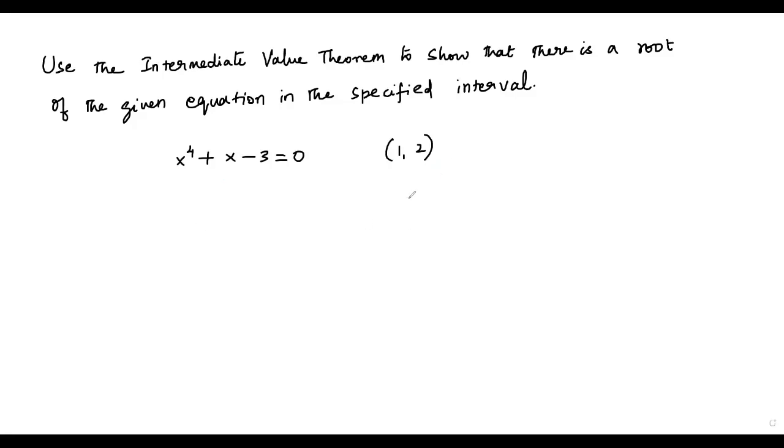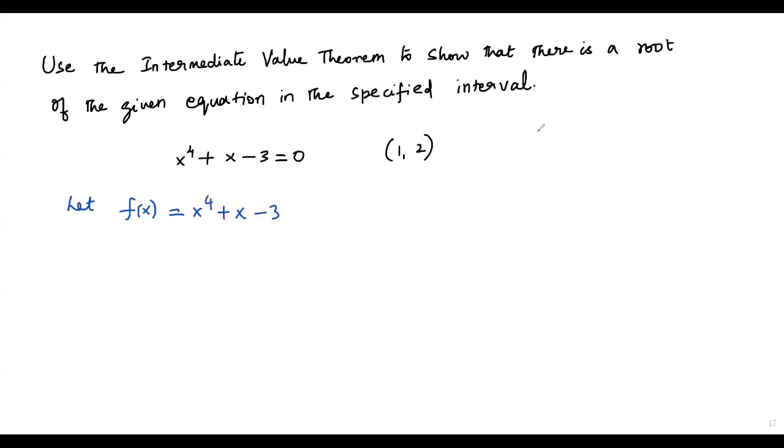To use the intermediate value theorem, first I have to get a function from the given equation. For that, we have to make sure that we have 0 on the right side of the given equation. In the given equation, we have 0 on the right side. If it is not so, first we have to make the right side 0. Once we do, we assign a function f of x for the expression on the left side. That is, f of x equals x to the fourth power plus x minus 3.